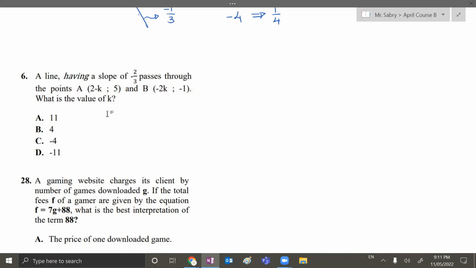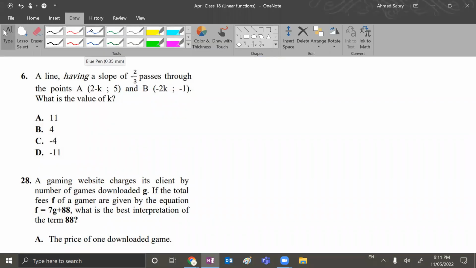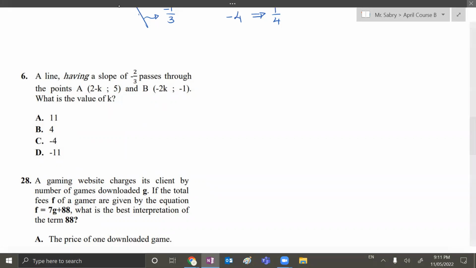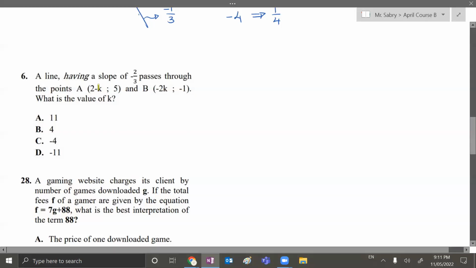These are basically types of questions that go into a bit more depth than the examples we've explained. So they apply the same concept, but in a bit more detail and using a bit more things to confuse you, and that's all. So let's start with number 6. It says a line having a slope of -2/3 passes through the points A and B, and what's the value of K? And you can see that K is part of the coordinates of those points.